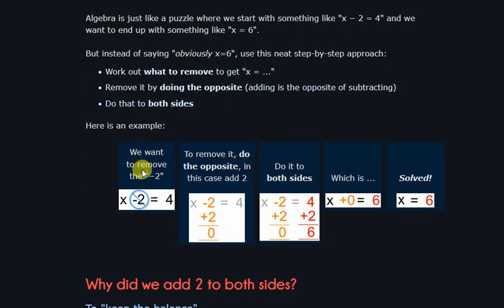1. We want to remove the minus 2 in the equation x minus 2 equals 4. 2. To remove it, do the opposite. In this case, add 2. The opposite of minus 2 is positive 2, or plus 2. 3. Do it to both sides, which is x minus 2 plus 2 is equal to 4 plus 2. Minus 2 plus 2 is 0 and 4 plus 2 is 6. This means x plus 0 equals 6. Therefore, x equals 6 and the problem is solved.